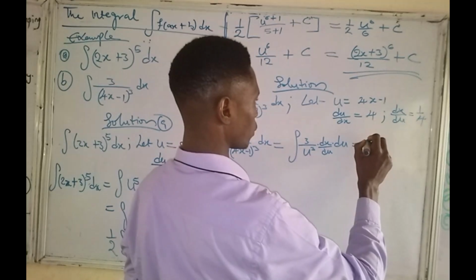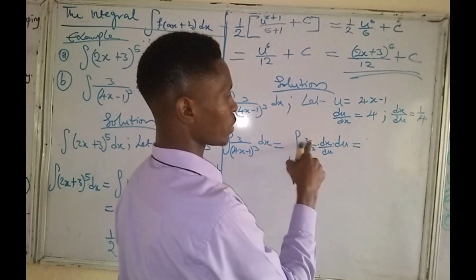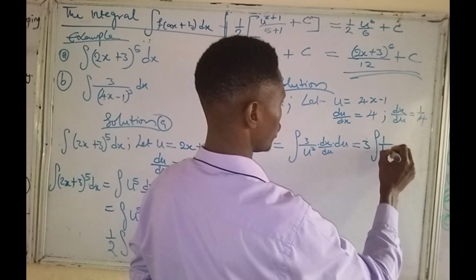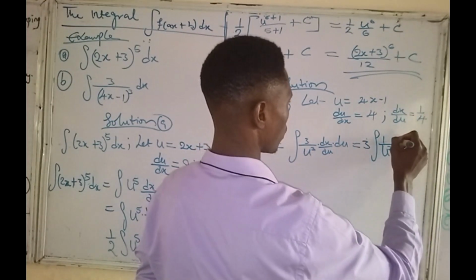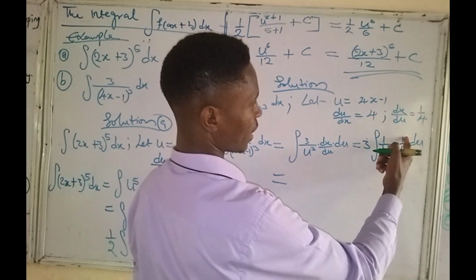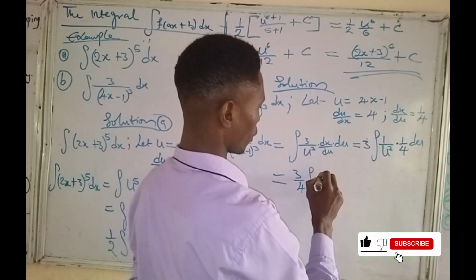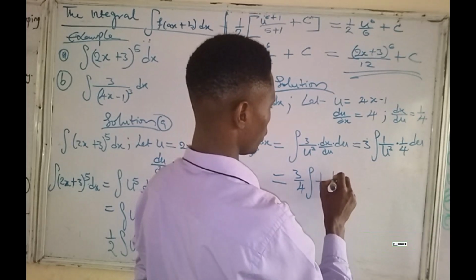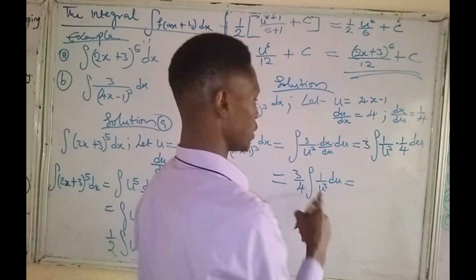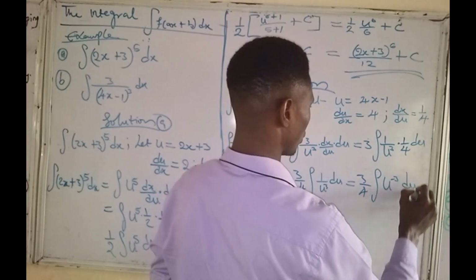So this is equal to the integral, we take out 3. So 3 goes out. We have integral of 1 over u power 3, dx/du is 1 over 4, 1 over 4 du. So we still take out 1 over 4. Coming out, it becomes 3 over 4 integral 1 over u cubed du. We can also use indices here. This is 3 over 4 integral u power minus 3 du.